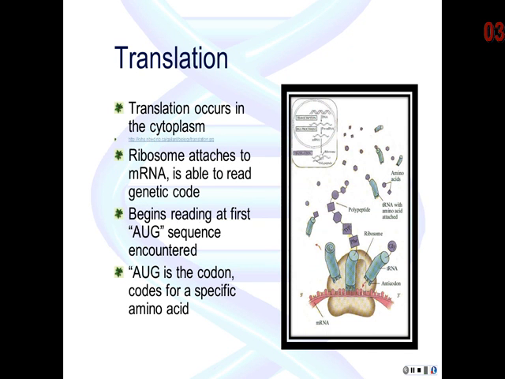Translation occurs in the cytoplasm. This is going to be the reading of the mRNA to make the protein. The ribosome will attach to the mRNA because it is the organelle able to read the entire genetic code. It will search along the mRNA and begin reading at the first AUG sequence it encounters. AUG is the codon that codes for a specific amino acid, and in this case it's going to be methionine. As far as we know, AUG serves as the start for all organisms.